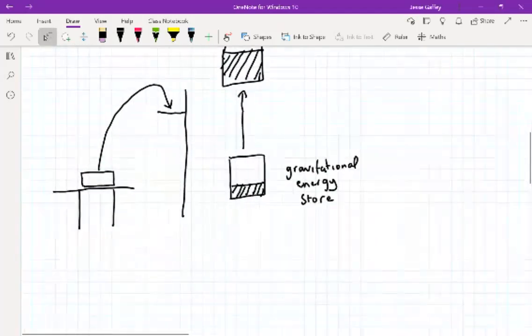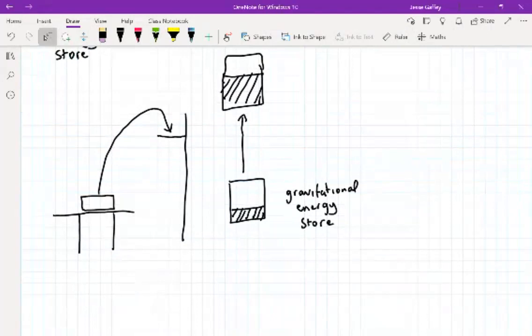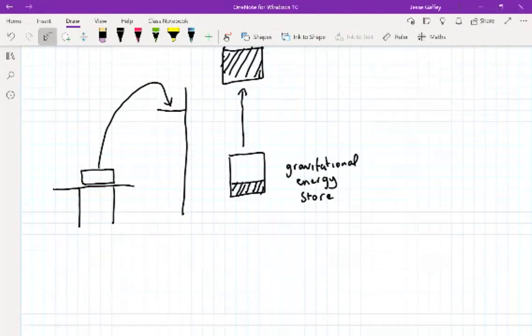And then we have the gravitational energy store, which is to do with objects being lifted up or dropped down. We have the gravitational energy store.